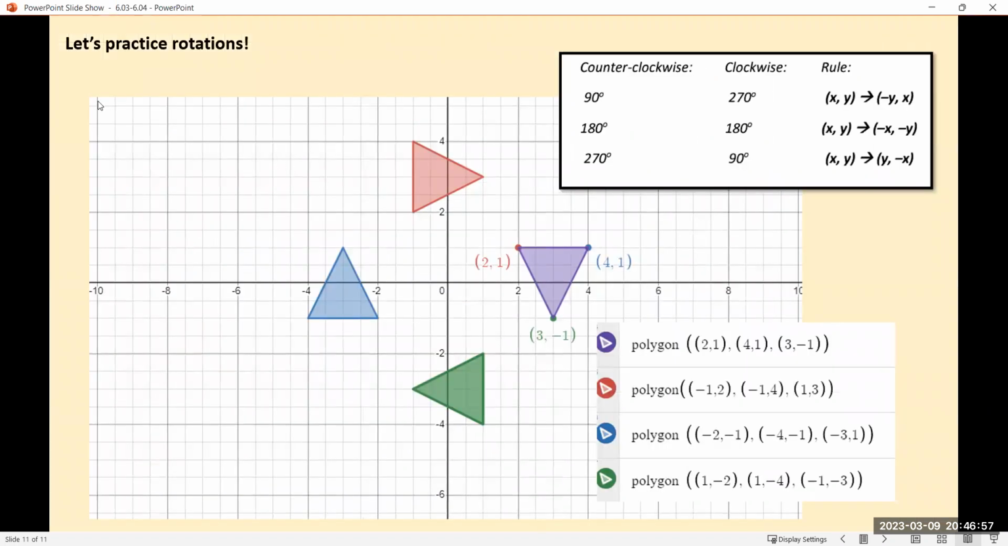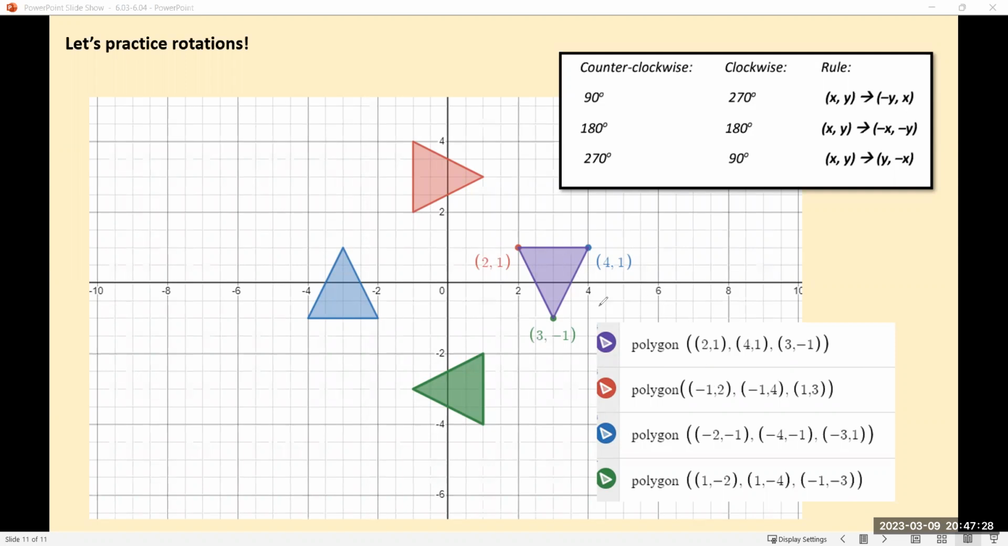All right, now what I want to talk about here is being able to identify, when you have figures on a graph, which rotation is which. It's always really important that you're able to look at a graph and determine how it was rotated. Here it's giving you the coordinates. Sometimes you may not even have a graph, you may just have the coordinates, and you have to be able to identify how this changed. How was it rotated?